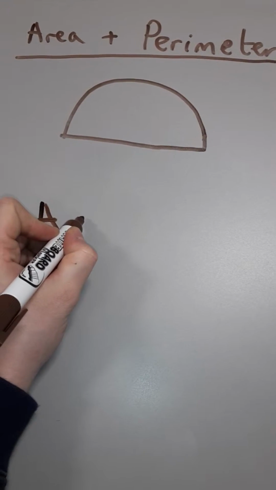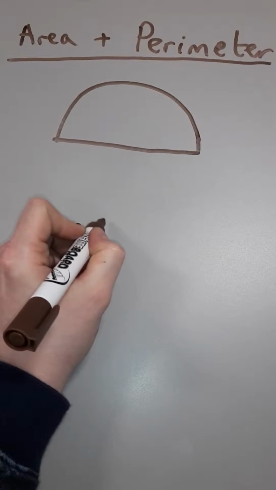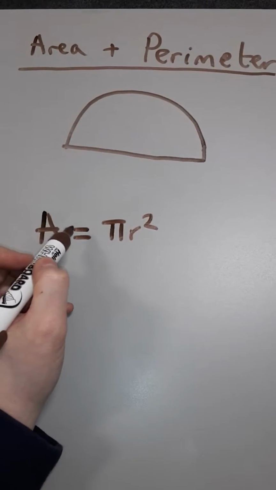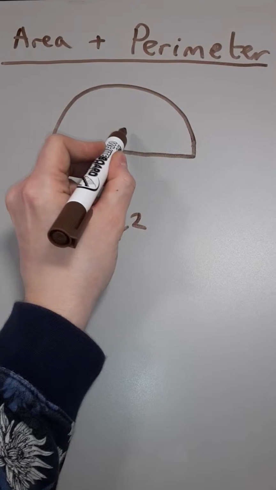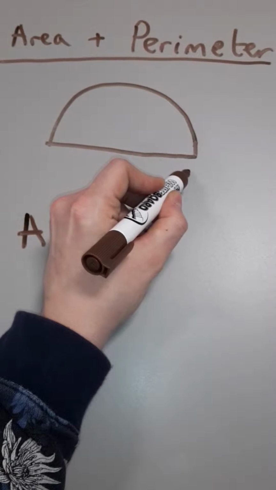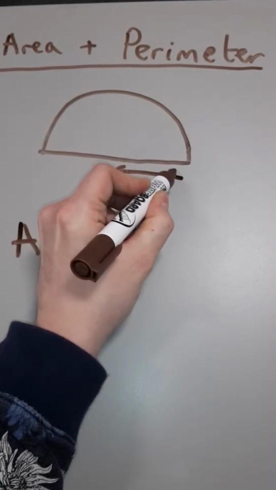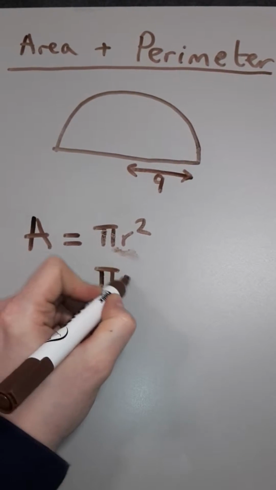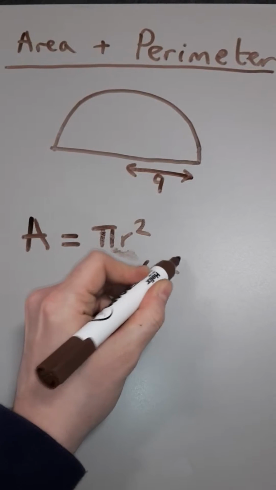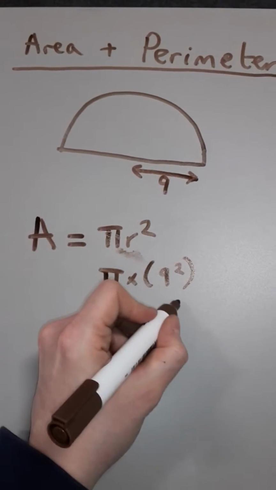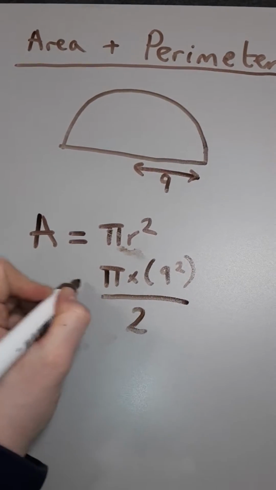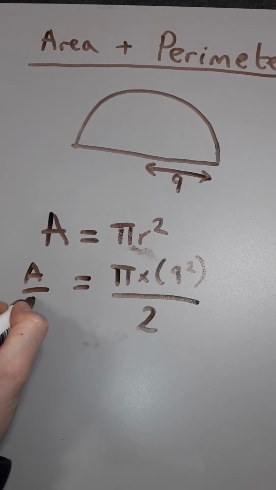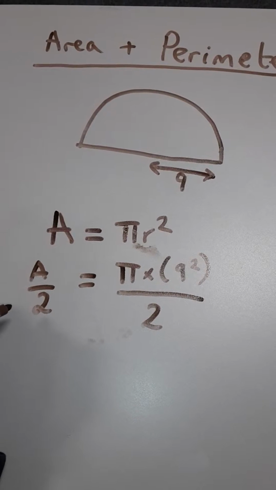So area, apple pies are 2, is how I remember it. So say for instance my radius was 9, okay, I'm going to do pi times 9 squared. But I must remember that I have to divide it by 2. So I'm going to show the examiner that I understand that my area is being divided by 2.